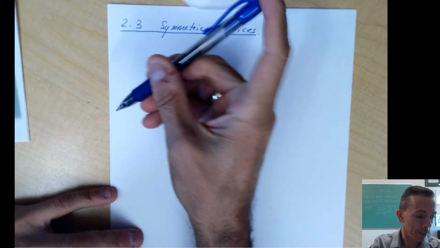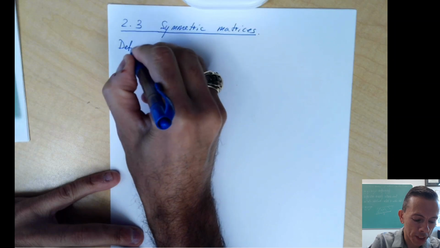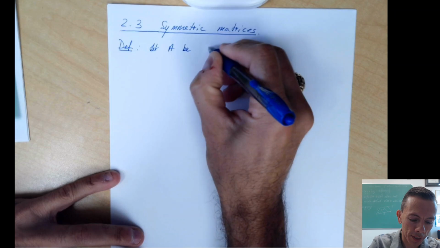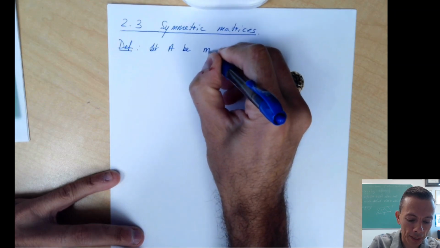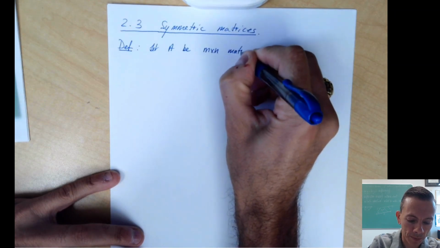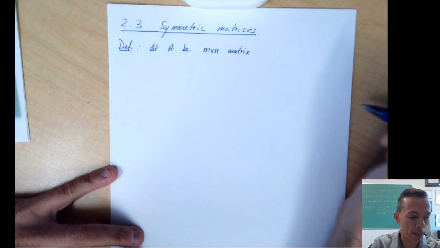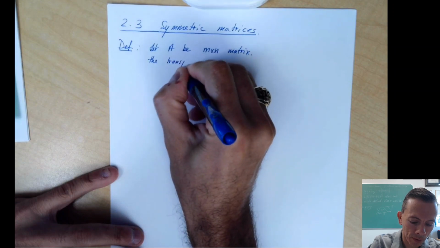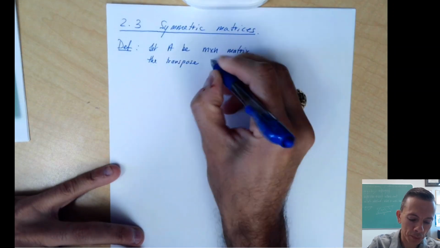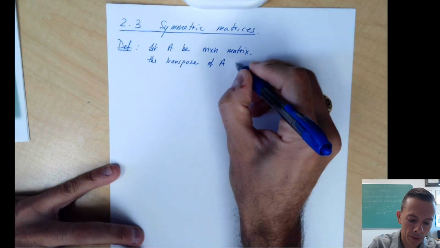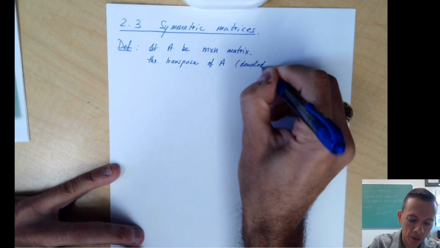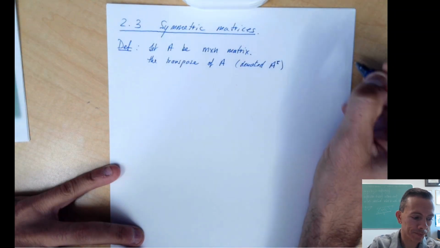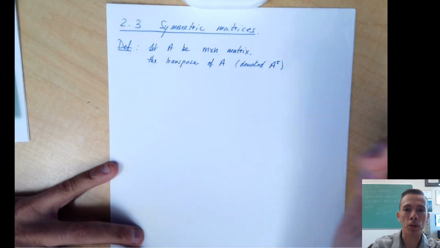So the first definition is the definition of the transpose operation. If you have an n by m or m by n matrix, so m rows, n columns, so the transpose of A, which is denoted A subscript T, is obtained by just swapping the rows and the columns of A.